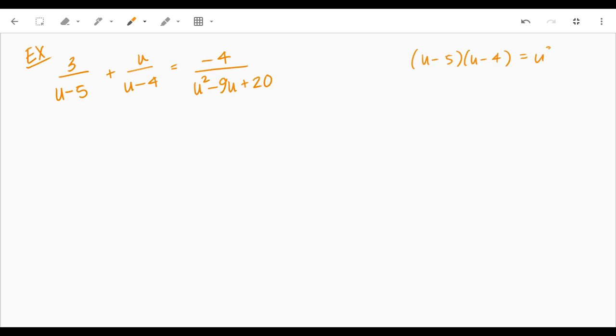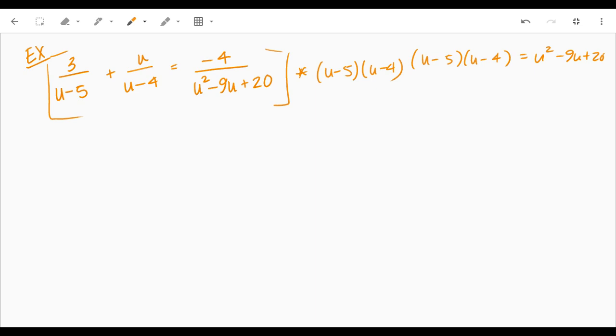So for our next one, we have 3 over u minus 5 plus u over u minus 4 equals negative 4 over u squared minus 9u plus 20. Okay, and just like I said before, u minus 5 times u minus 4 is u squared minus 9u plus 20. Okay, so we're going to multiply everything by u minus 5, u minus 4.